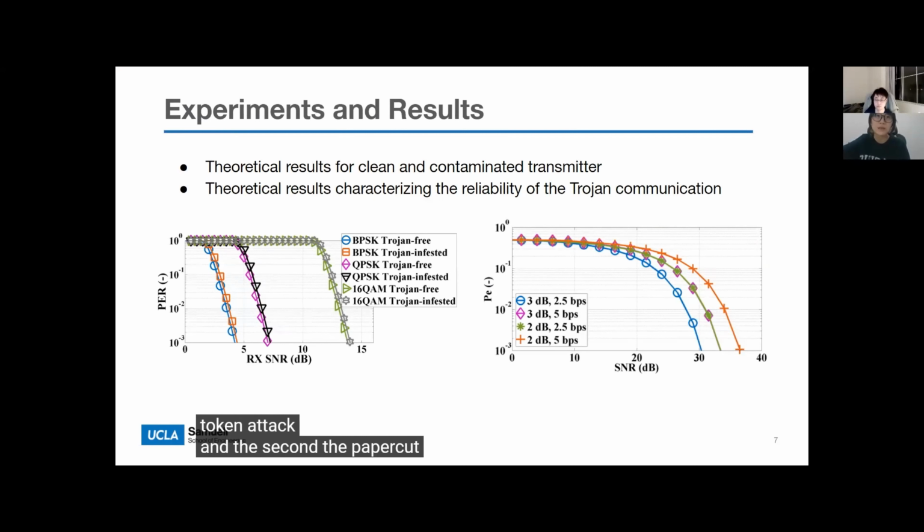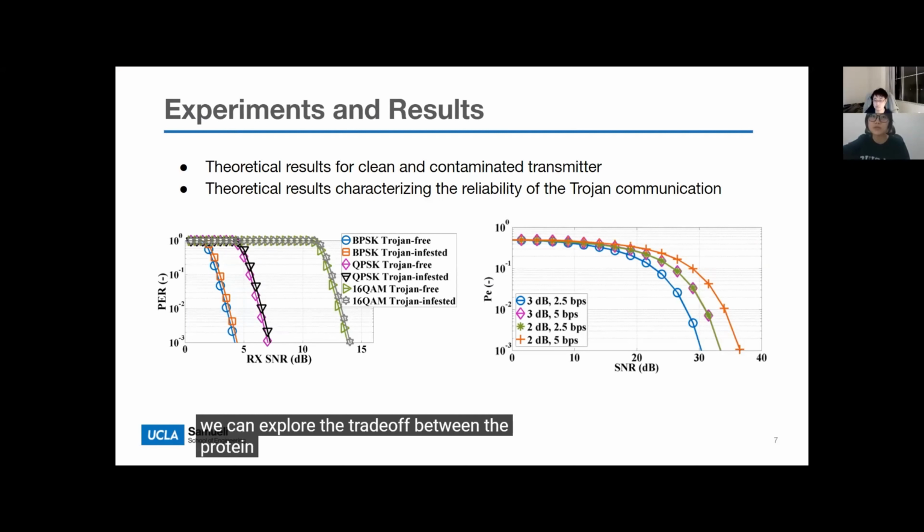And second, the paper characterized the error probability of the Trojan-induced covert channel. This figure on the right plots the error probability of Trojan communication. We can explore the trade-off between the Trojan transmission rate, Trojan probability of error, and amplitude of Trojan infestation. It is observed that higher Trojan rates will either lead to more Trojan errors or require a larger amplitude modulation that would increase the probability of the Trojan being detected.